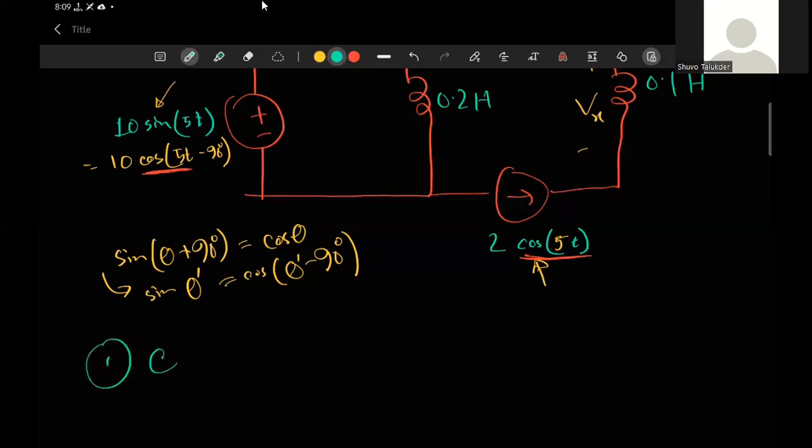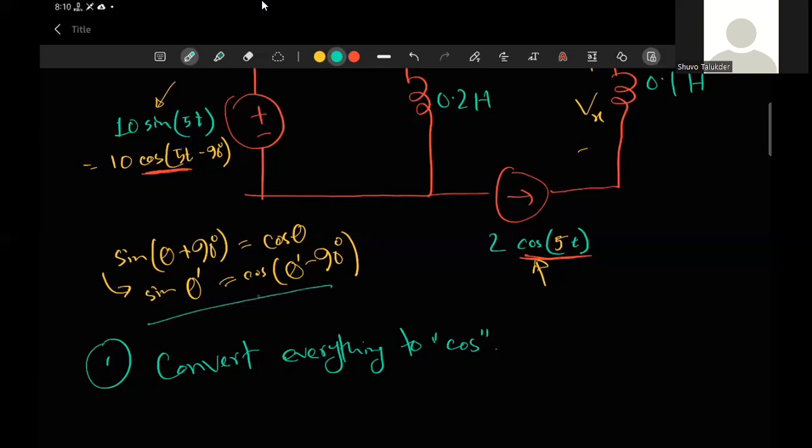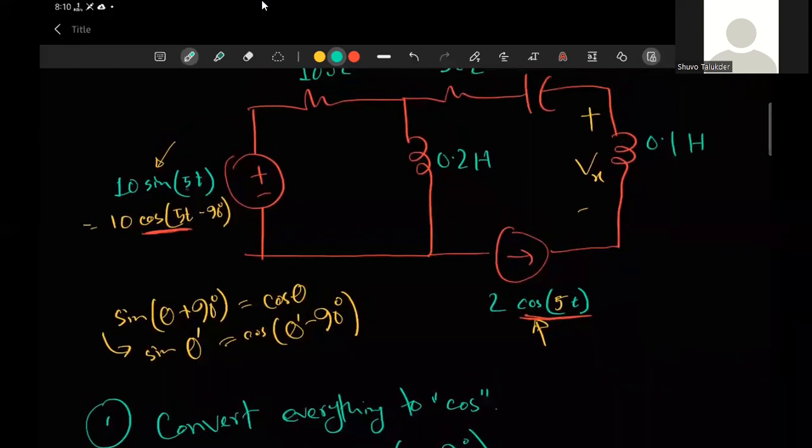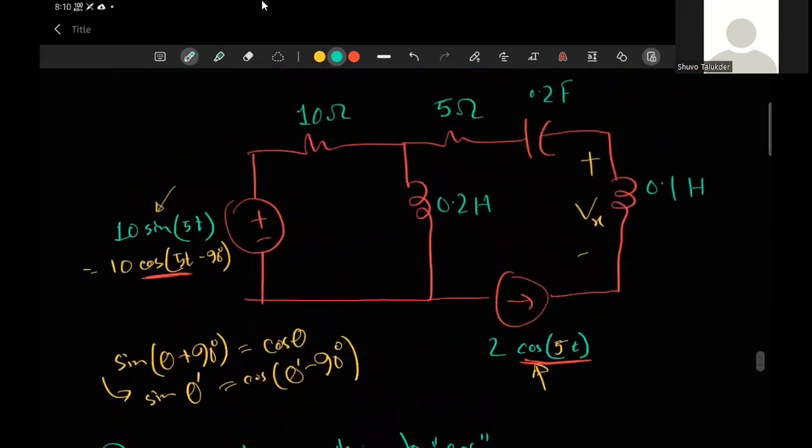Step one: convert everything to cos. What you have to do is just use this formula, that sine theta is equal to cos theta minus 90 degrees, right? Just like I have done here, where I have written that sine theta is basically cos theta minus 90 degrees. Right. Now, after you have converted into cos theta, the only thing we are interested in is the voltages.